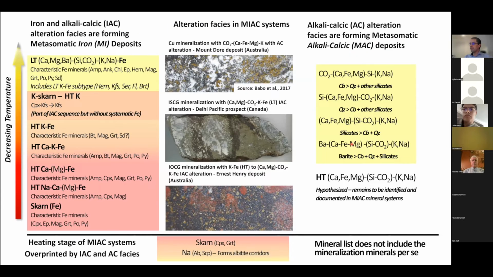If we look at the evolution of these metasomatic systems, so if we look at the evolution of a metasomatic iron and alkaline calcic alteration system, there is generally a relatively systematic progression in the type of alteration that we can see in the rocks as the fluids are interacting and the fluid plume is compositionally evolving. It goes from the heating stage where we can form extremely large corridors of sodic alteration, generally resulting in the formation of albitites. And then also, if there are carbonates in the environment, skarn assemblages can also be formed.